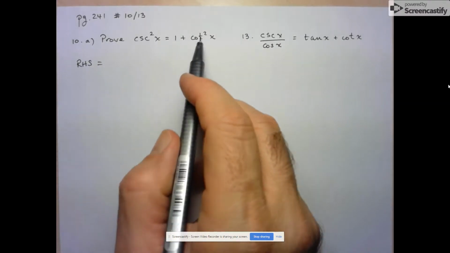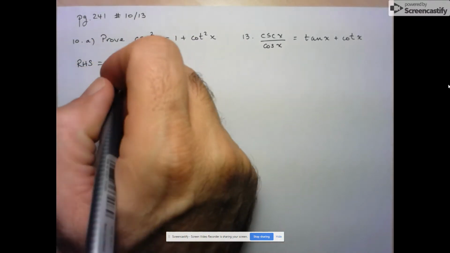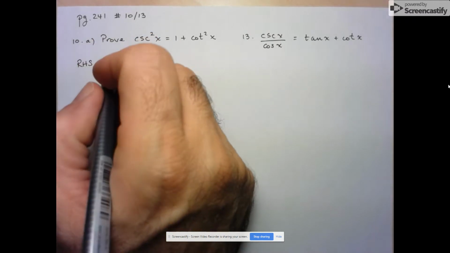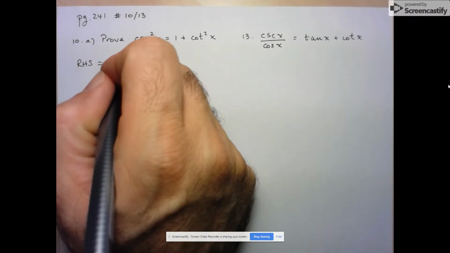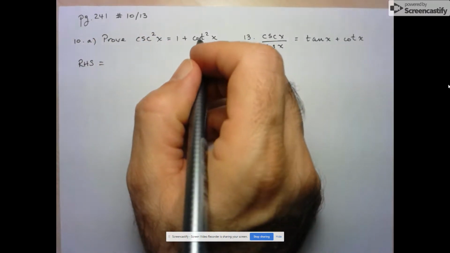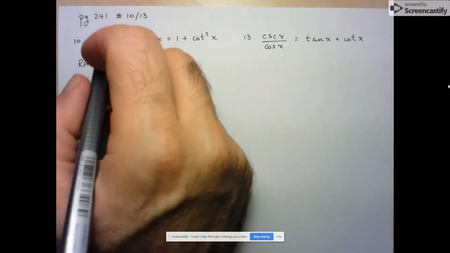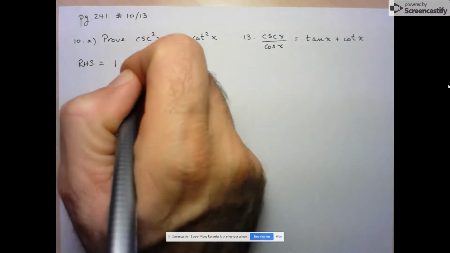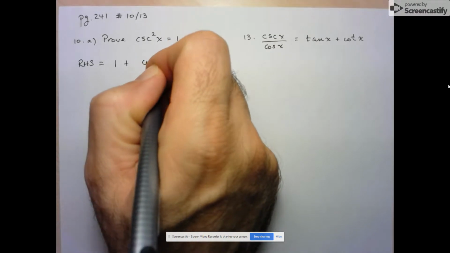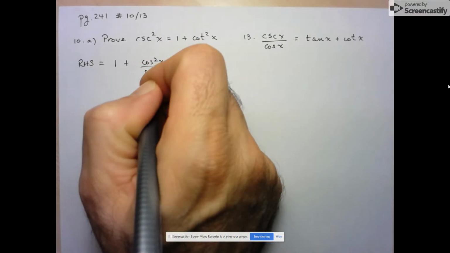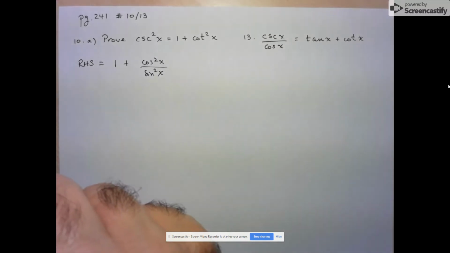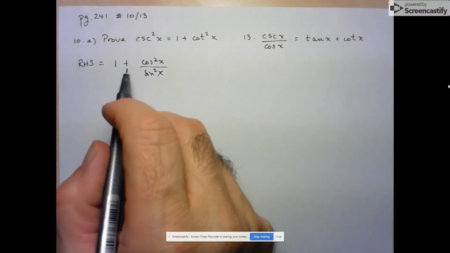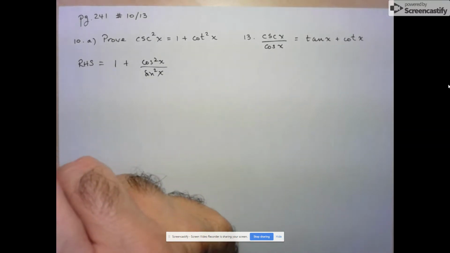So with my right-hand side, instead of writing this as cotangent squared x, I'm going to write it as cos squared over sine squared, okay? Just the reciprocal, essentially, of tangent. All right, so let's start with that. 1 plus cos squared x over sine squared x. And so now I have the opportunity to add these two expressions using a common denominator.